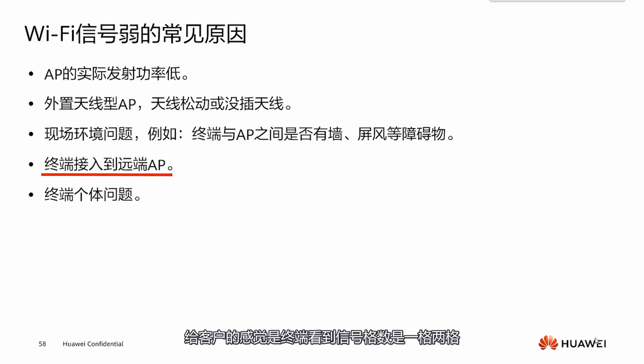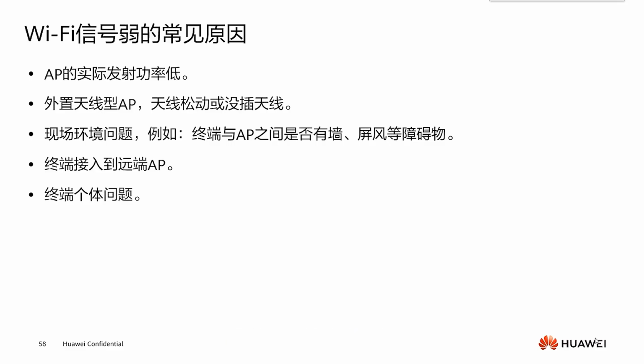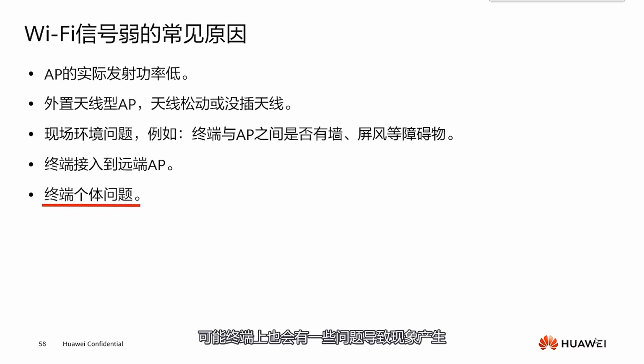The fifth issue is terminals connecting to distant APs. The customer perceives this as the terminal showing only 1 or 2 signal bars. They know today's Wi-Fi signal is poor, just 2 bars. What should my response be? Is the user not connected to the AP in their room? Instead, they've connected to an AP upstairs. Hence the low signal strength. Maybe the AP in their room has malfunctioned. So, check directly if that AP is working normally. Is it due to connection to a remote AP?